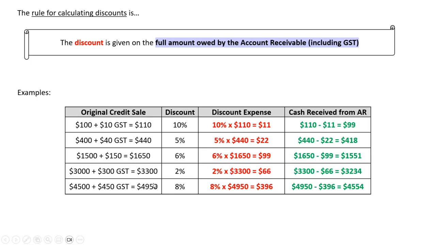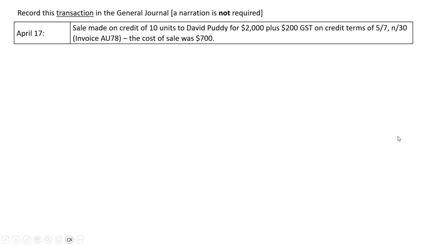Generally in accounting, when you get a decimal, it's a good way to go. I might have made a mistake, but for this particular topic, you can expect decimals. Decimals might happen, so don't think that means you've got an error necessarily. So let's do an example from beginning to end of how this would all work. Let's record this transaction in the general journal.